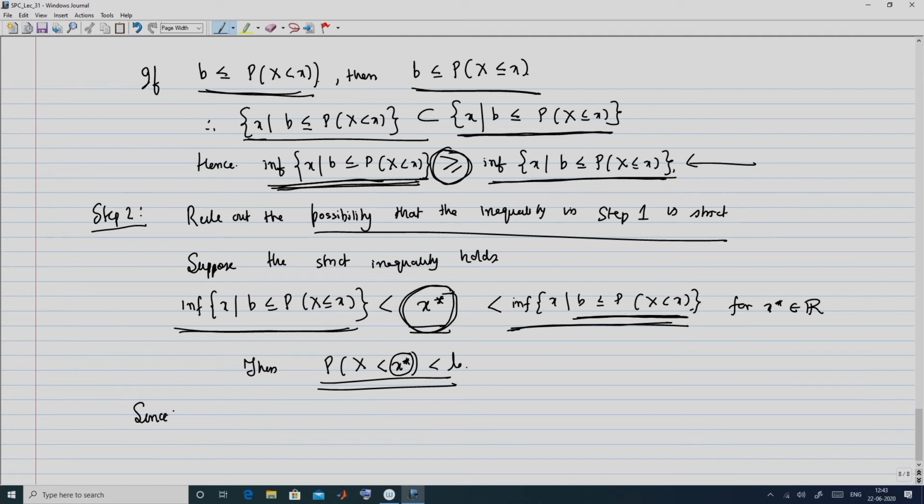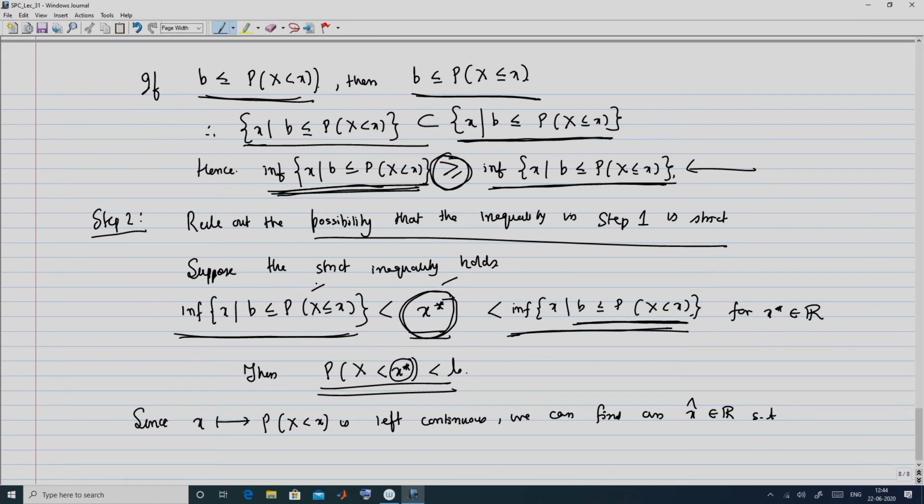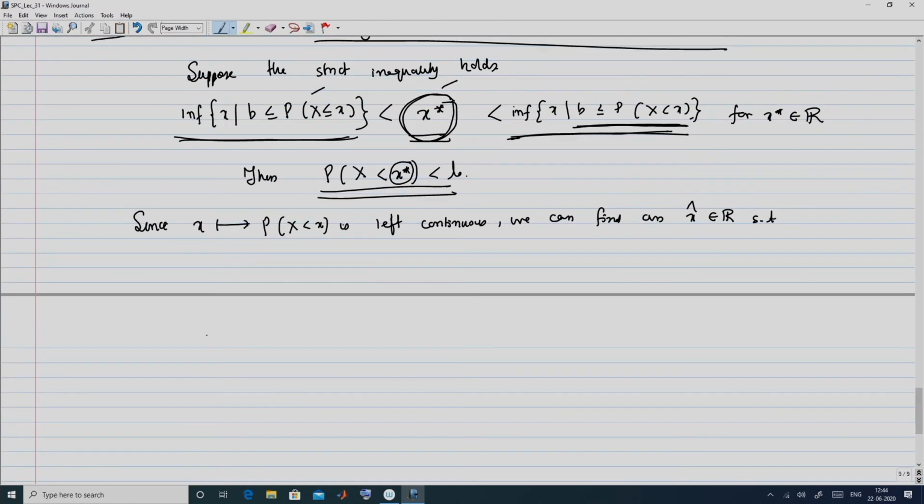Now, since the function, that is this probability of X less than x as a function of little x, is left continuous, we can find an x hat, a real number x hat such that it lies between this quantity and this quantity. So, this means that the infimum of all those x such that b is less than or equal to probability of X less than or equal to x is strictly less than x hat, strictly less than x star, for which probability of X less than x hat is less than b.